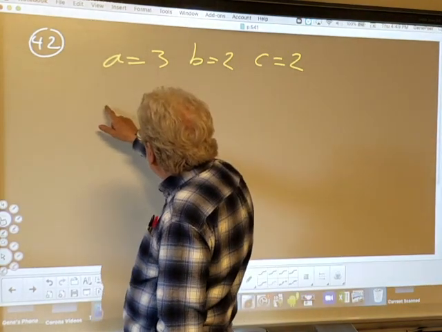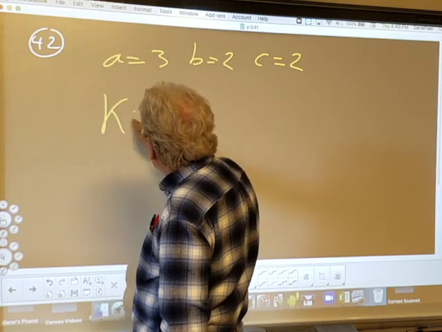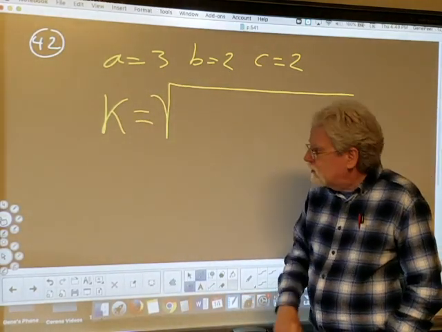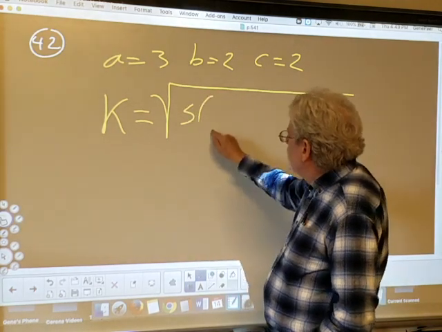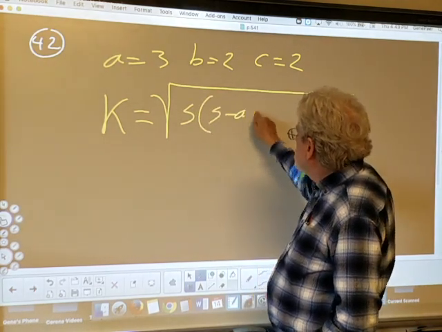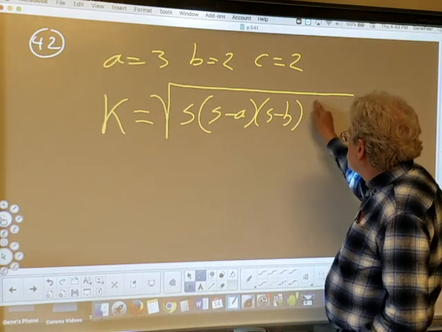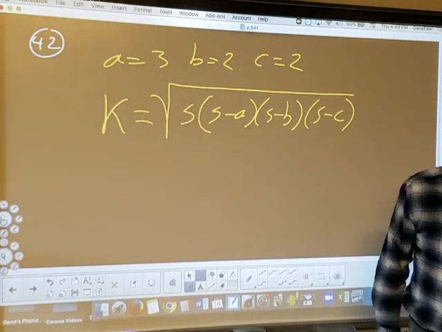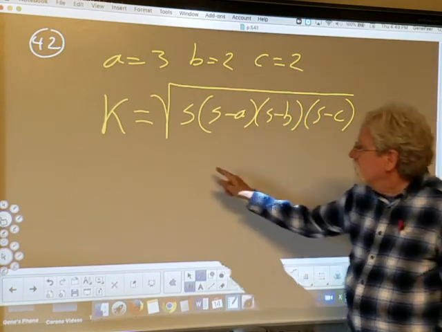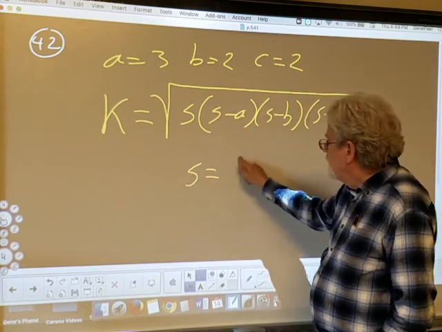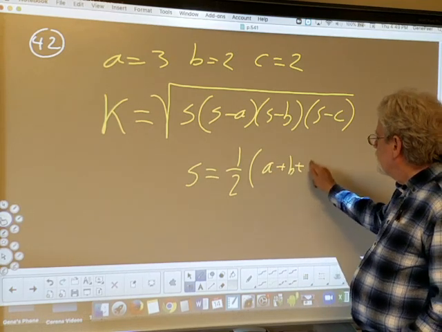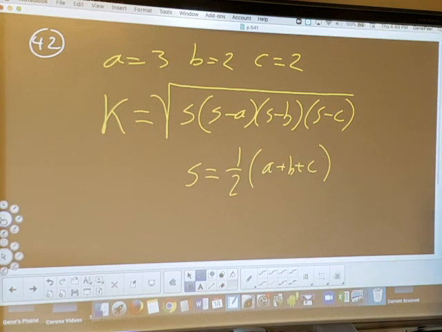Heron's formula says, first of all, that the area is going to be the square root of a really big, nasty-looking creature that's easy to remember. It's going to be S times S minus A times S minus B times S minus C. See how easy that is? But what in the world is S? There's no S up here. Definition of S: S is 1/2 times the sum of A plus B plus C. That's all there is to that.